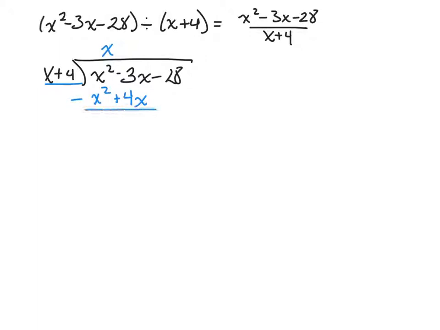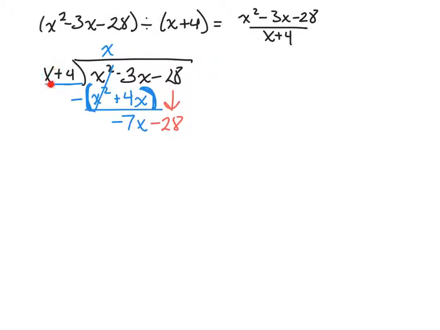Then subtract. Now be careful and subtract the whole thing. I like to use parentheses to remind myself of that. Then when we do that subtraction, x squared minus x squared is nothing, and negative 3x minus 4x is negative 7x. Bring down the negative 28, the minus 28, and repeat the process.